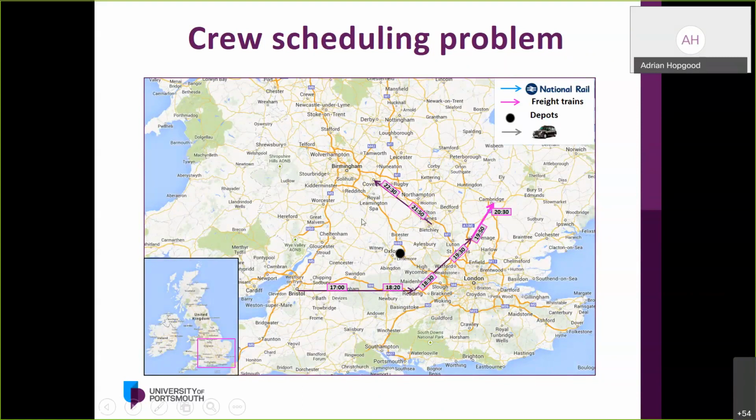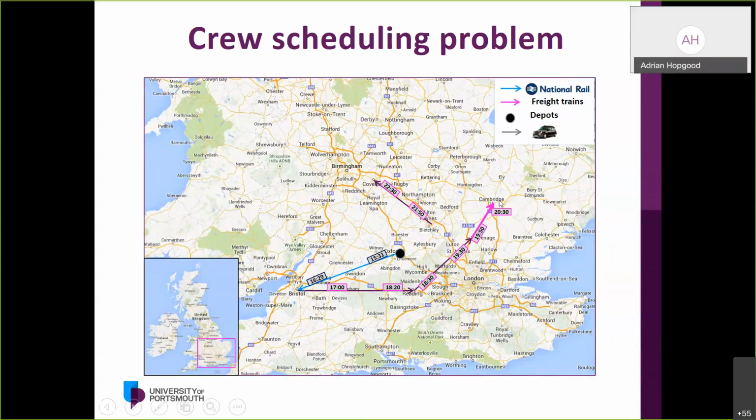This driver is based at the Oxford depot. So at the start of the shift, the first thing they've got to do is get from Oxford to the first train that they're going to drive. And they'll do that by taking a passenger train from Oxford to Bristol. So it's the first thing they do, and they're being paid from the moment they leave their home depot, riding a passenger train, get to Bristol in good time to drive the freight train from Bristol to Reading. Then they pick up another freight train from Reading to Stevenage, and then another train from Stevenage to Cambridge. That's all good, they tie in nicely.